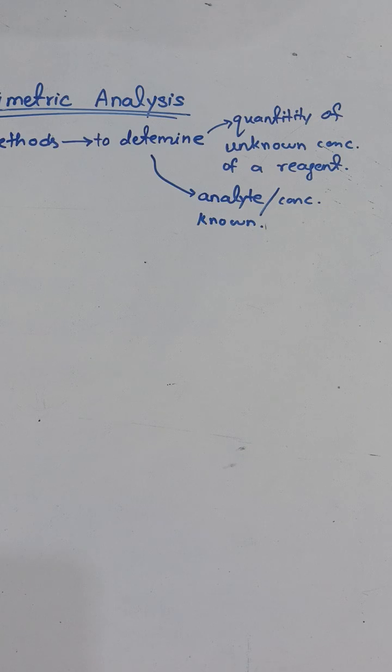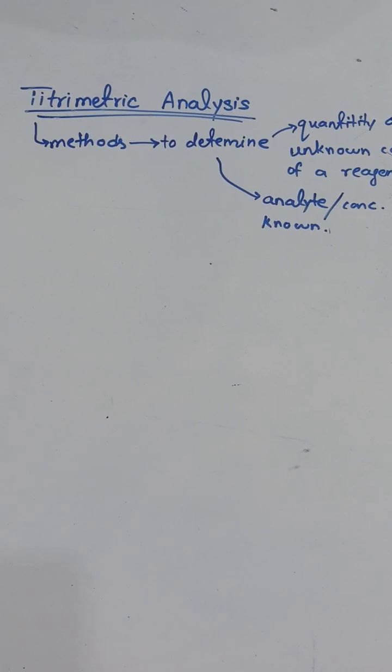So this is the titrimetric method, and we use some types of titrimetric analysis. There are five types. The first type is acid base titration, second type is redox titration, third type is precipitation titration, fourth is complexometric titration, and the last type is non-aqueous titration. Now we will discuss the whole detail of every type.